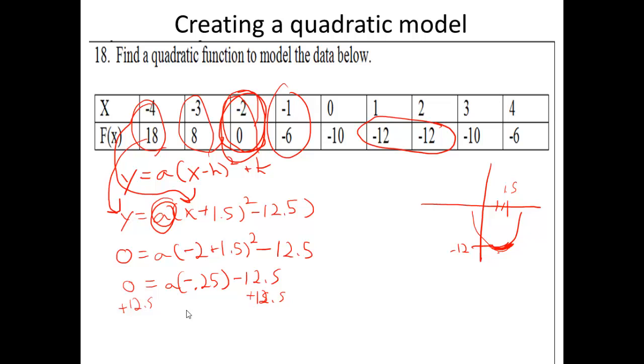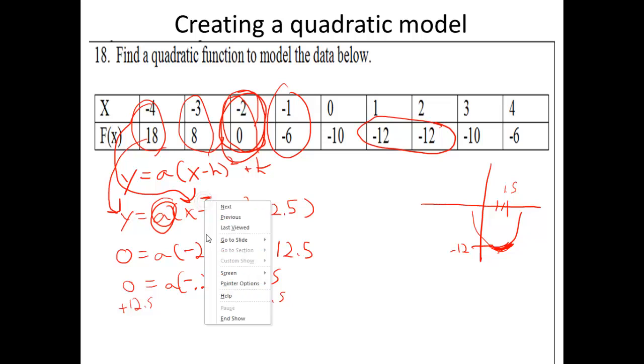Oh, I see an issue here. The issue I made was our vertex was to the right, and I did not put the opposite. So this right here should be negative, and that's causing me trouble. So I'm going to go in there, I'm going to erase all that.